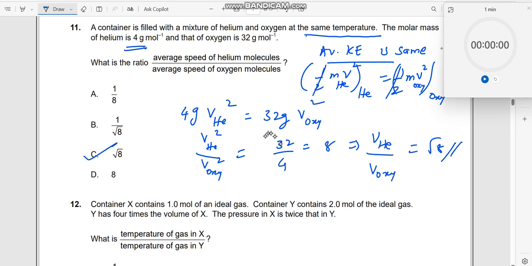I hope you understand this. So what I have actually done here is that I considered 1 mole of helium and 1 mole of oxygen, because I have to standardize it. Then I said the 1 mole of oxygen and 1 mole of helium have the same kinetic energy, and I concluded with this one. Thus the answer is C. Okay, let us move on to the next one.